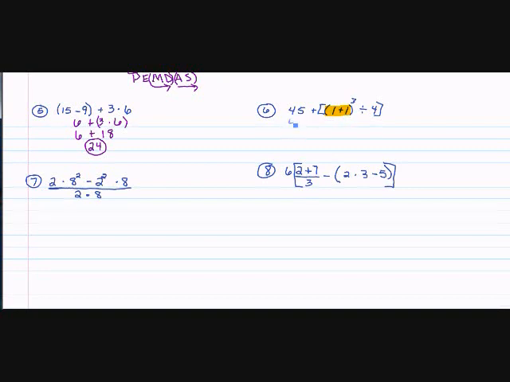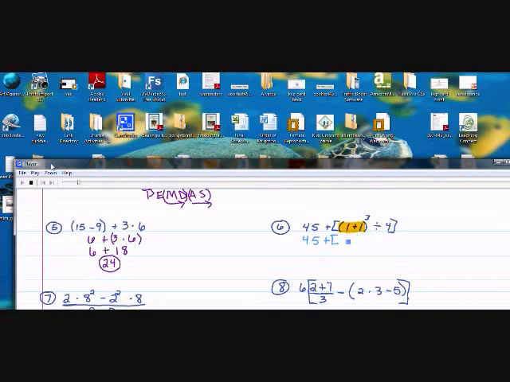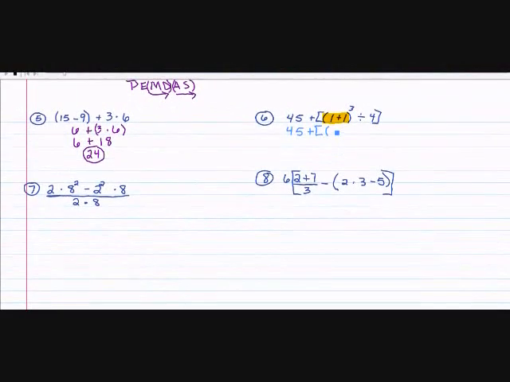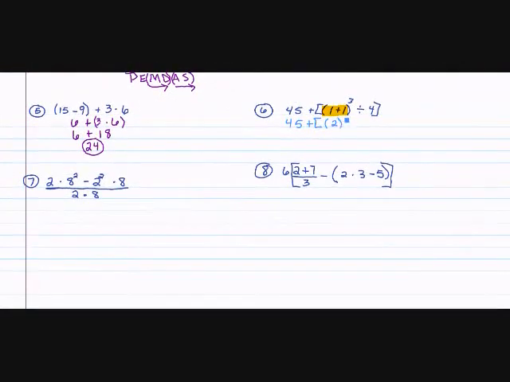45 plus, open brackets, sorry about that, and 1 plus 1 is 2, divided by 4. Please don't forget the power of 3. Still working inside my brackets. I have exponents and division, and my exponents get solved before my division. As you can see there, I'm highlighting it.